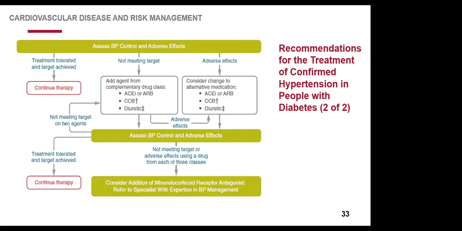And then you assess the BP control, but you also look out for the adverse effects. If the treatment is well tolerated and your target is being met, you continue. If it's not being met, you can add an agent. If they have an adverse effect, for example, with ACE inhibitors or ARBs, you can switch as well.